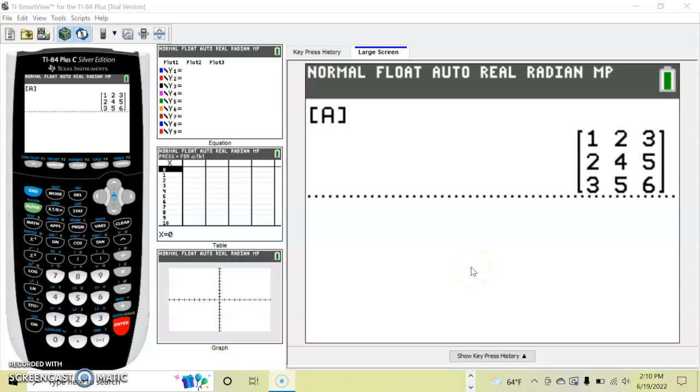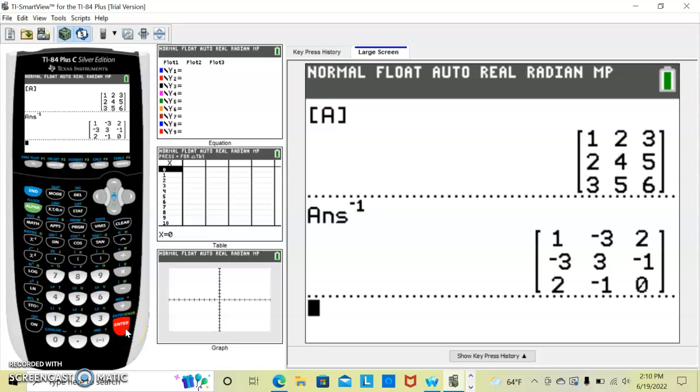We're going to find the inverse of this 3 by 3 matrix in two ways using the TI-84. The first way is just using the inverse function on the calculator. So I'm using this answer key to call up the matrix that I just made and putting the little inverse key on it, and that'll give you the inverse of the matrix.